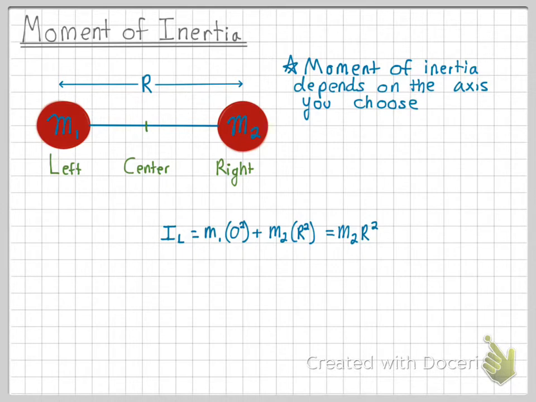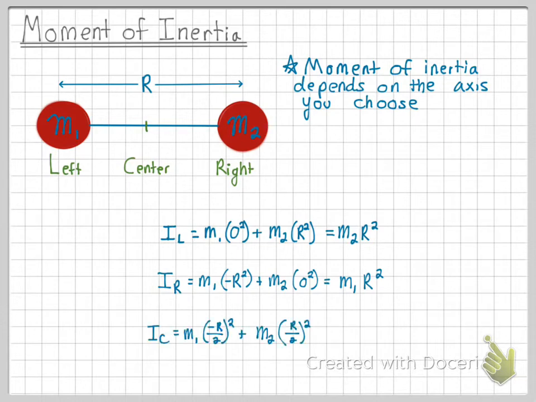Now let's find the moment of inertia if we decide to fix the right side of the object. Then the distance to m1 is going to be negative r, and the distance to m2 on the right side is going to equal 0. So we get the moment of inertia is equal to m1 r squared. Alrighty, now let's look at what happens if we fix the center. Each mass is going to be a distance of r divided by 2 away from the axis of rotation. When we do this all out, we see that the moment of inertia for the center is going to equal the sum of the masses times the radius squared divided by 4.